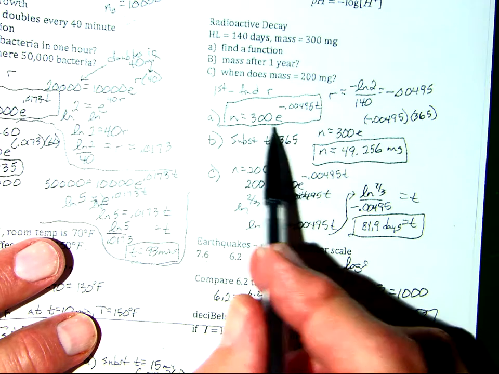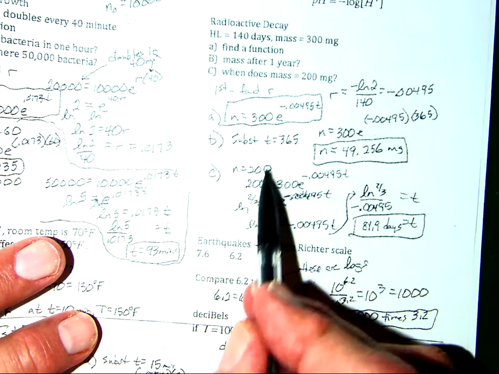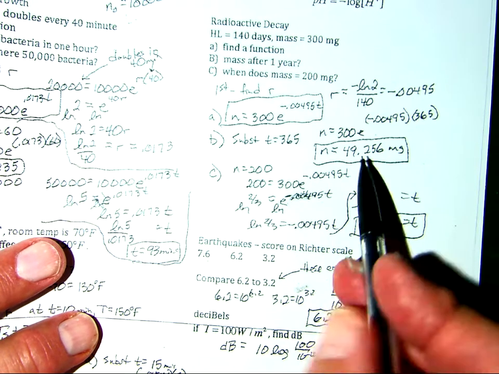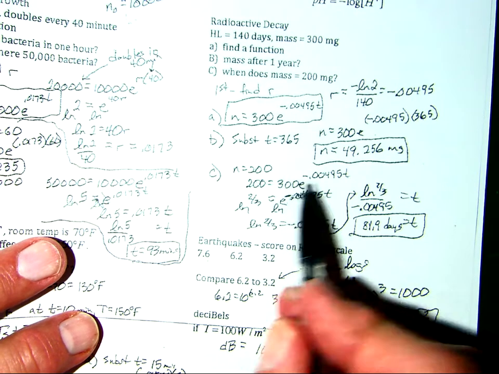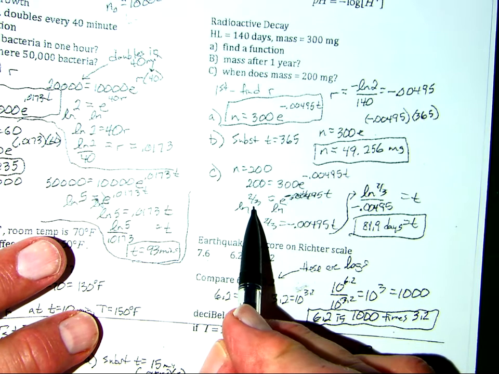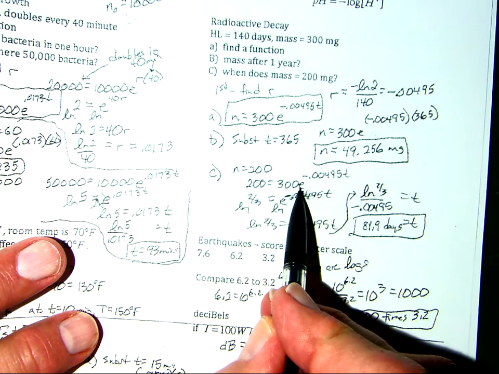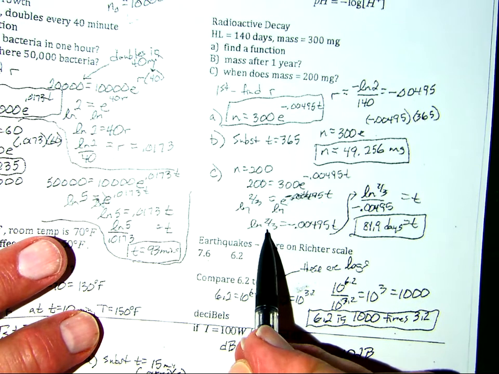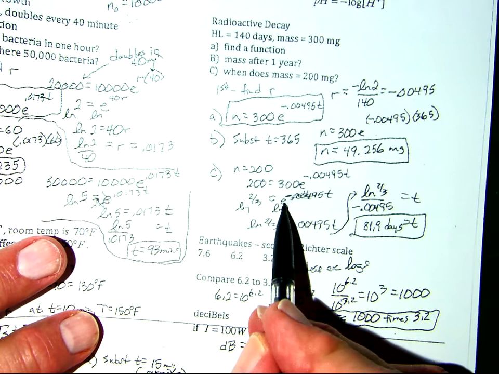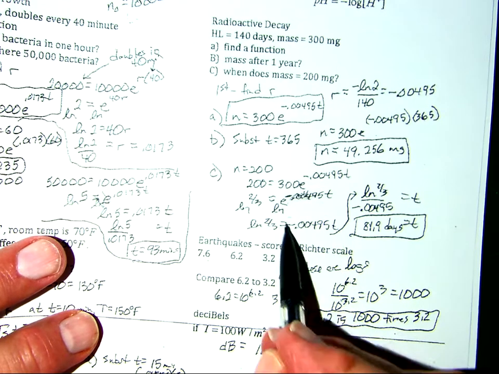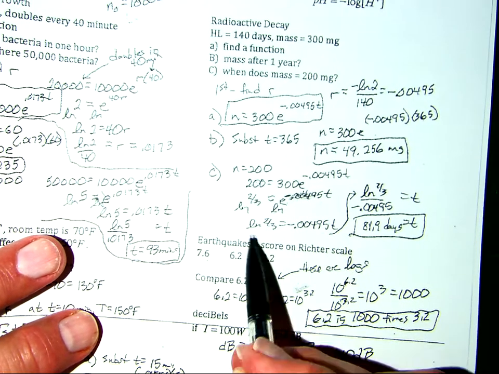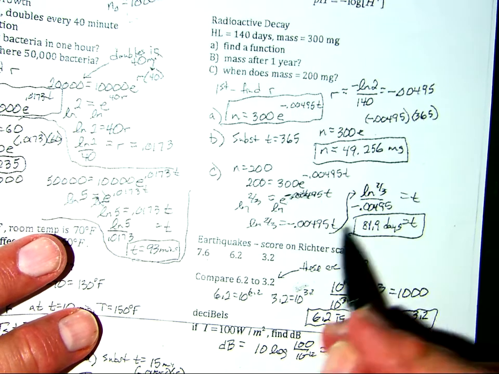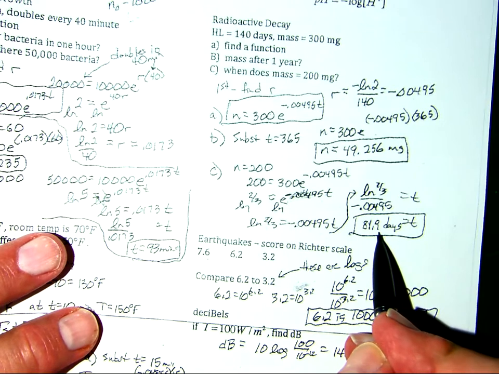Part C, when does the mass equal 200? So now we take that same equation and we plug 200 in for our final amount for N. So now the equation looks like this. So again, now we're going to solve for t. So we divide by 300. That'll give us 2/3. Then to get rid of the e, we take the natural log of both sides. So now the left side is the natural log of 2/3 here. These two things cancel out. So we're left with that. All that's left to find t is to divide. So we take the natural log of 2/3 and we divide it by whatever r was, and we get 81.9 days.